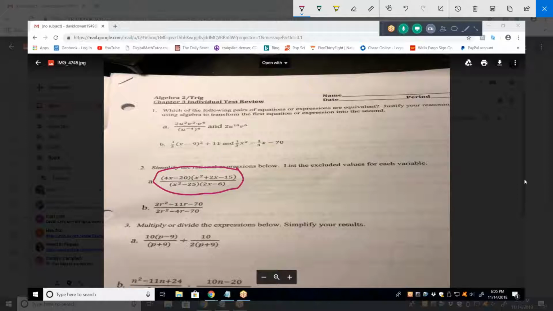Okay. So, starting in the top left, what can I do to that 4x minus 20? You can take out a 2. You can take out more than a 2. Yeah, you take out a 4. Okay, so that becomes 4 times x minus 5. And then how about the next term in the numerator? x squared plus 2x minus 15. That actually factors rather nicely also. How does that factor?